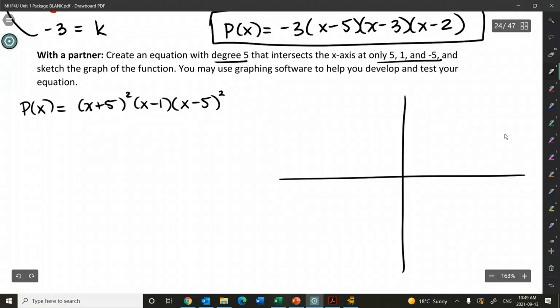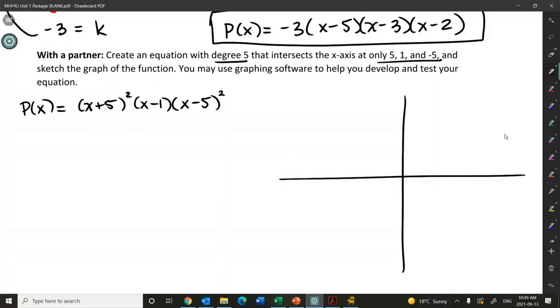Okay, so I have the 3 different binomials representing 3 different terms here, or 3 different x-intercepts. The orders on these add to 5, so 2, 1, and 2. So then I get a degree of 5.